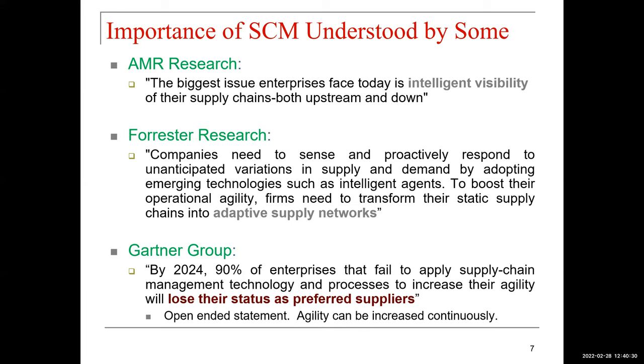Gartner Group: by 2024, 90% of enterprises that fail to apply supply chain management technology and processes to increase their agility will lose their status as preferred suppliers. But the idea with this statement is that agility is important. You have to be aware of the possible circumstances and then plan for those so you can adapt.